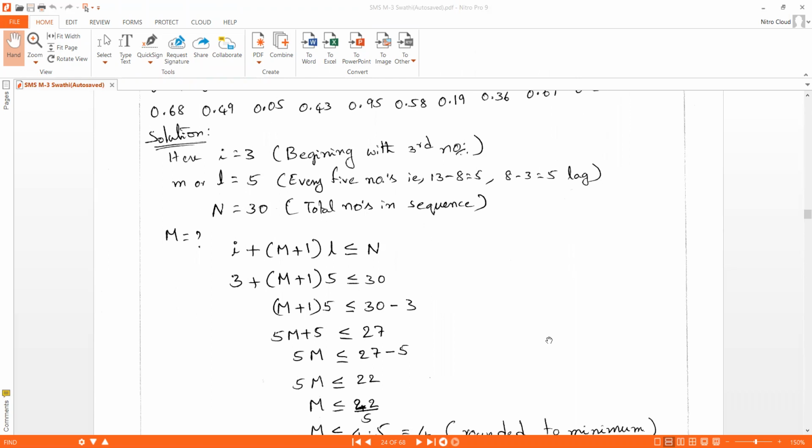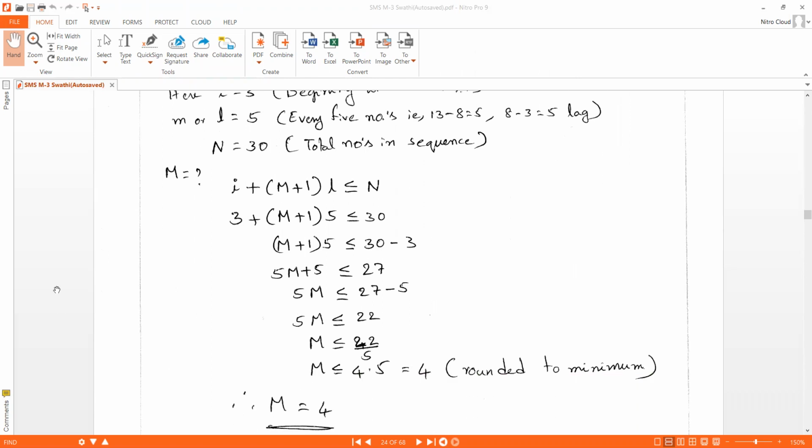Now we need to find the capital M value. To find the capital M value, we have the formula I plus (M plus 1) into L is less than or equal to N. We should select a value for M that satisfies this formula, that is, I plus (M plus 1) into L less than or equal to capital N.